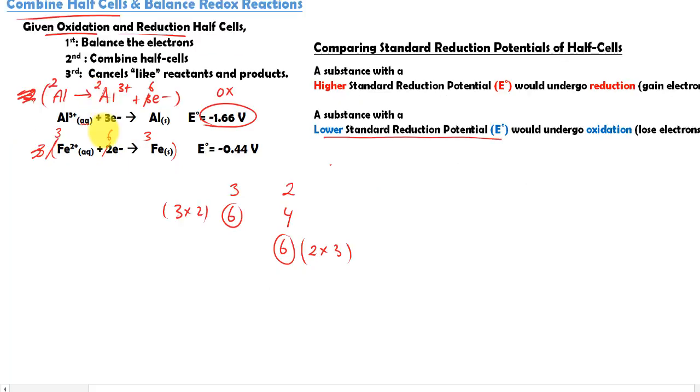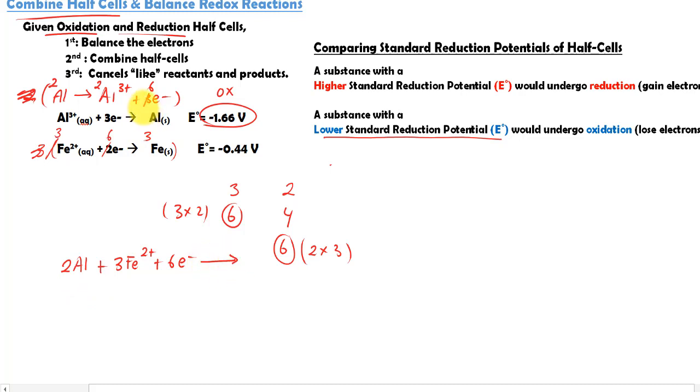When you combine the two half cells, we just combine the reactants together and then we combine the products together. Just be careful when you look at the oxidation. Make sure you're using the one for oxidation, not the reduction that's given to us. So in this case, we have 2Al plus, oh, there's nothing left. And then we go down to the other half cell, plus 3Fe2+ plus 6 electrons. And that's all we have for the reactants.